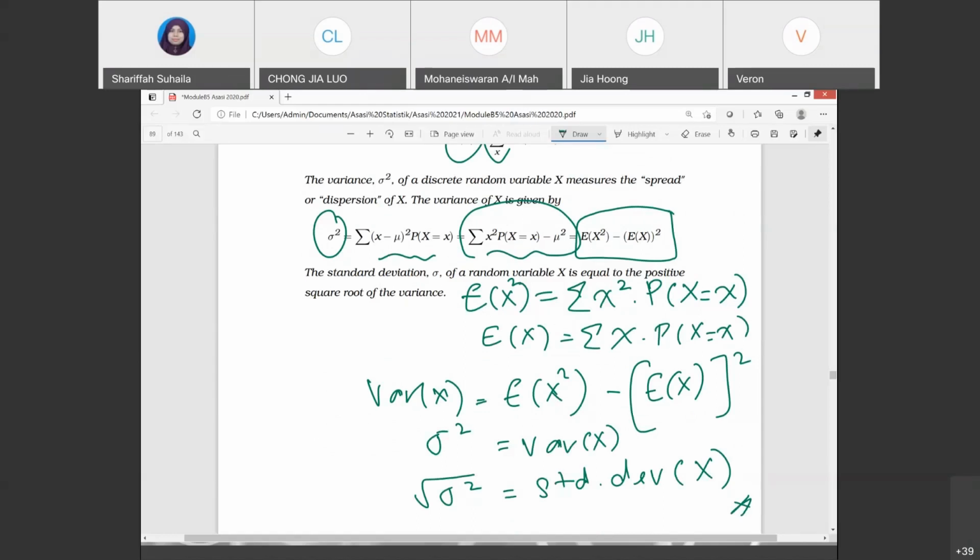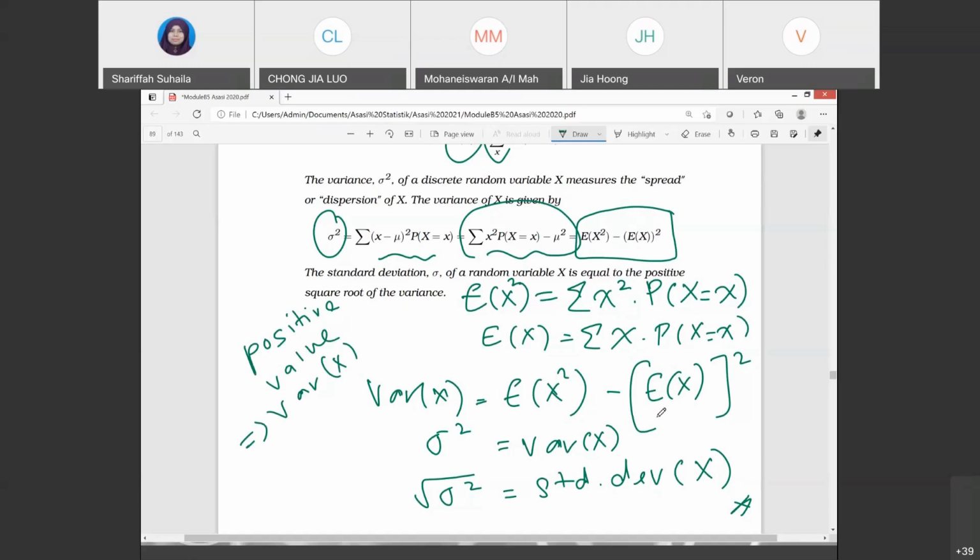And again your mean can be either positive or negative, but your variance is always positive. Variance kamu tu sebab dia kuasa 2, squared, so it should be always positive value. Kalau kamu dapat variance yang negatif, maksudnya something wrong. Check balik. So variance sentiasa positive.